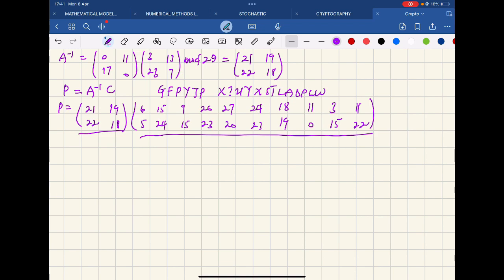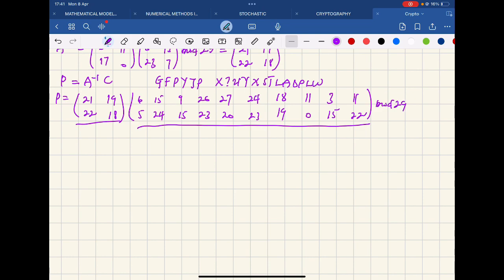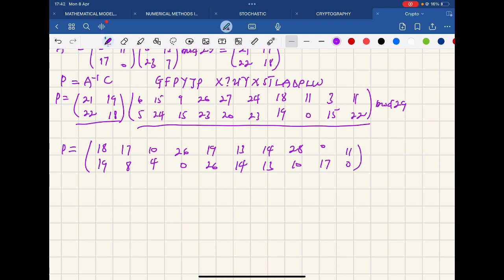Now we want our plain text. If we multiply this in modulo 29, our plain text will be this. So this will be the result: 18, 19, 17, 8, 10, 4, 26, 0, 19, 26, 13, 14, 14, 13, 28, 10, 0, 17, 11, and 0. So let's try to read this message.